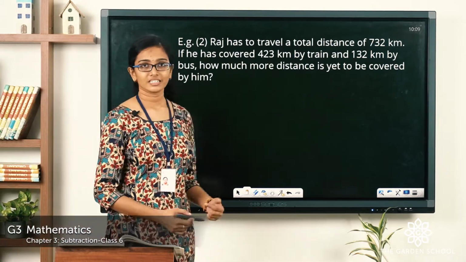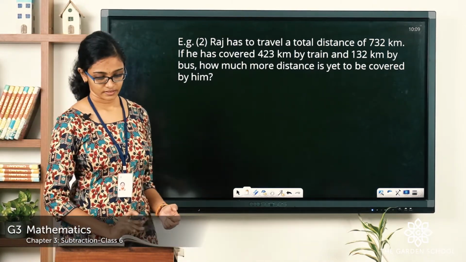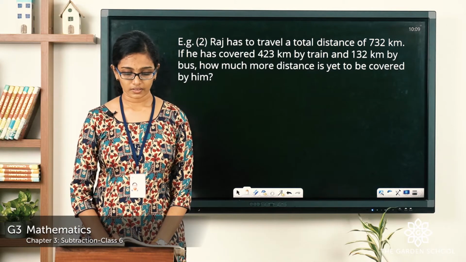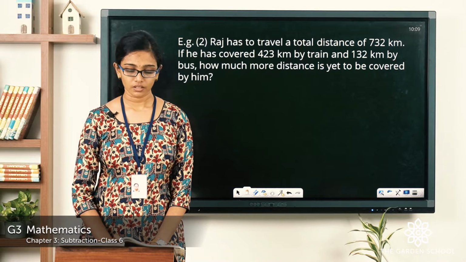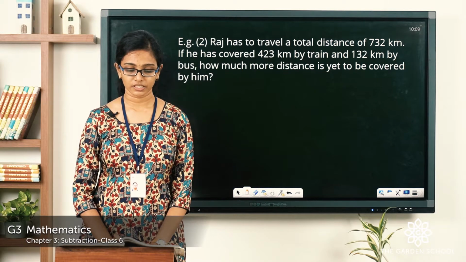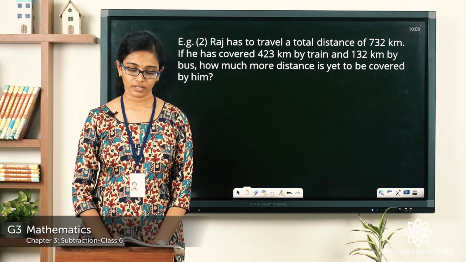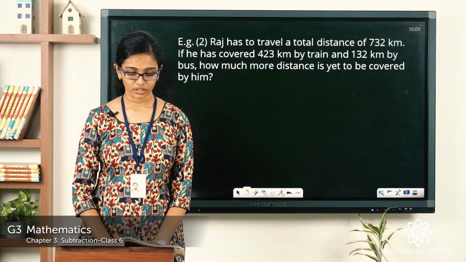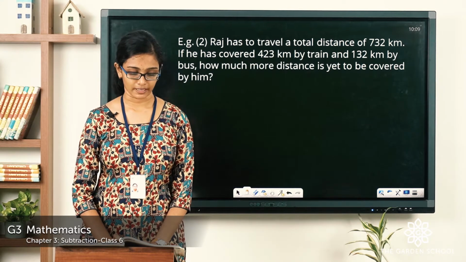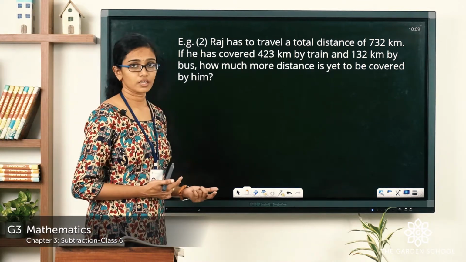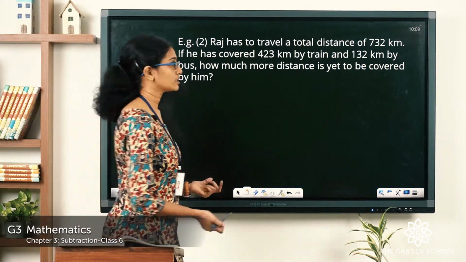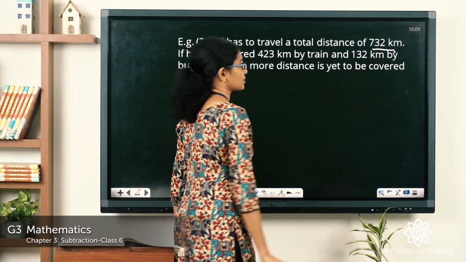Now let's see a different question. Raj has to travel a total distance of 732 km. If he has covered 423 km by train and 132 km by bus, how much more distance is yet to be covered by him? So what is given in the question is Raj has to travel a total distance of how many kilometers? 732 kilometers.